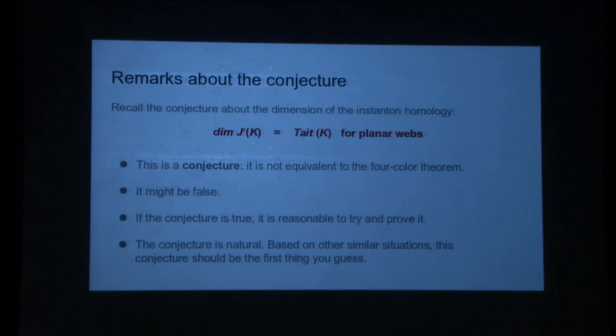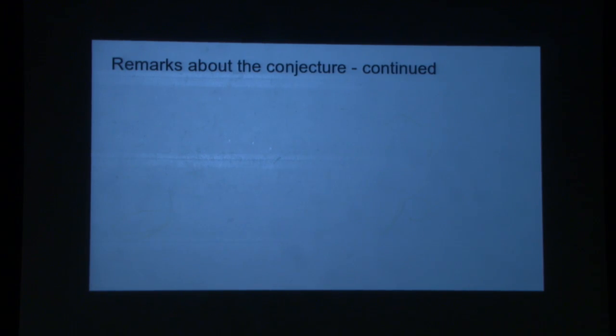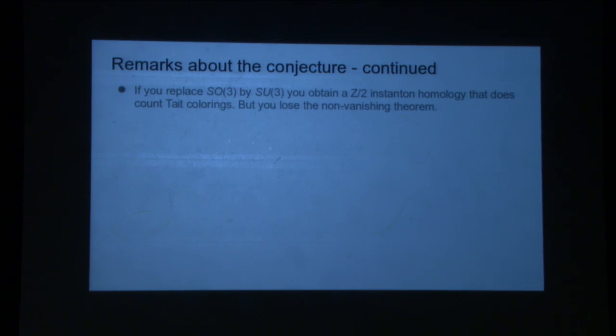The other thing about this conjecture: we don't make it just because it implies the Four Color theorem. That's not quite where it comes from. It would be the first thing you would guess if you were us and you came across J-sharp. There are other similar things which are true.